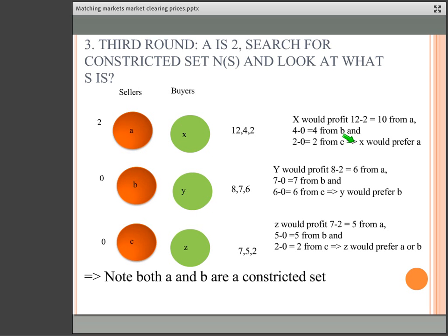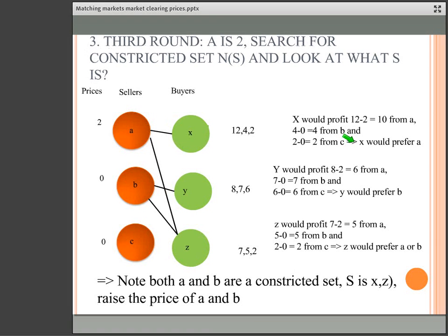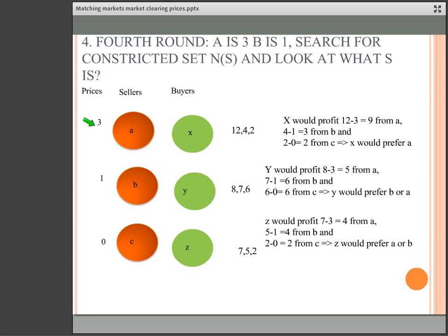You do the calculations, you go into the next picture, and now if you look at this picture here, there are 2 players which would prefer A, and also 2 players which would prefer B. So in this case, both A and B are a constricted set, so we add the price of 1 to both of these, and we come up with the next slide set, and here we now have price 3, price 1, price 0.